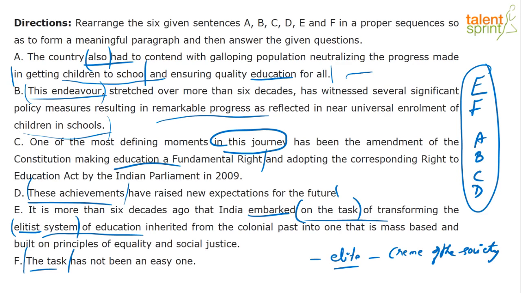Ashish correct, John correct. Because E sets the context. It's telling, we started on this journey of transforming the system of education. But that journey was not a very easy one. Why was it not a very easy one? Because the country contended with galloping population, and then they moved on to neutralizing the progress made in getting children to schools and ensuring quality. So the country went through a lot of changes. Children to school, A-B link, and then one of the most defining moments in this journey was them making education a fundamental right, and then D says these achievements, right? So E, F, A, B, C, D, that has to be our logical sequence.